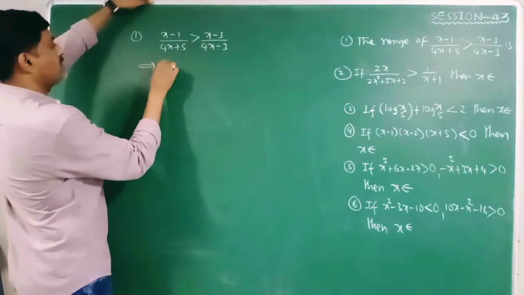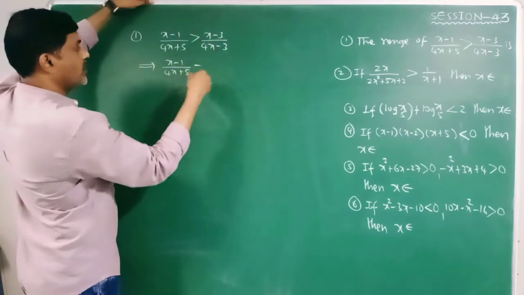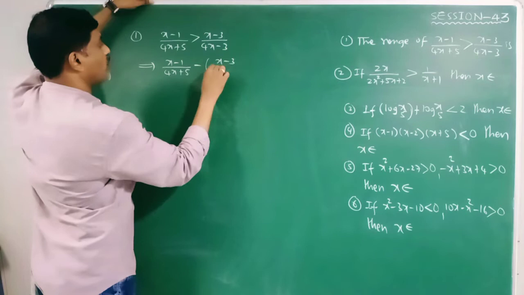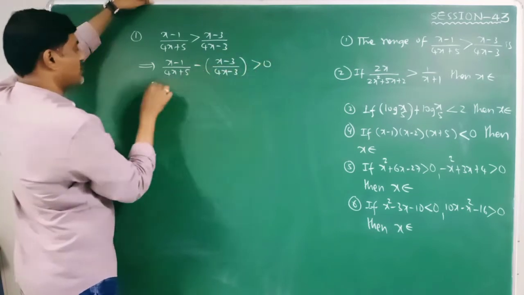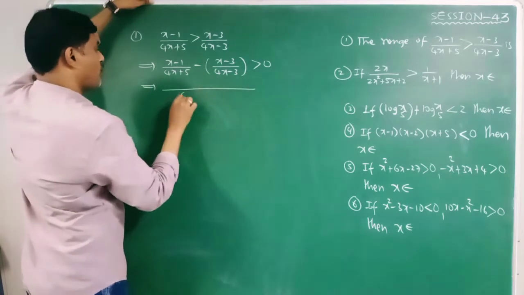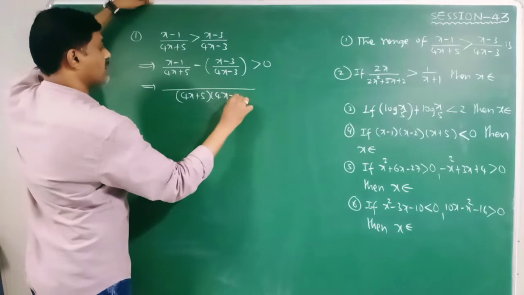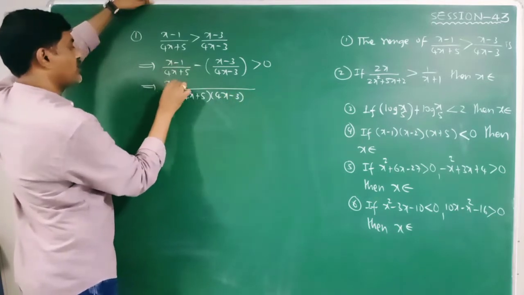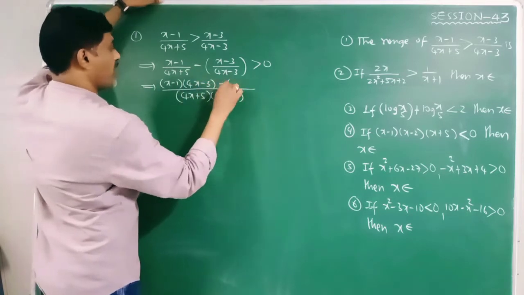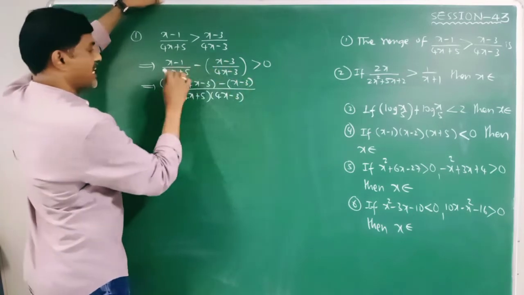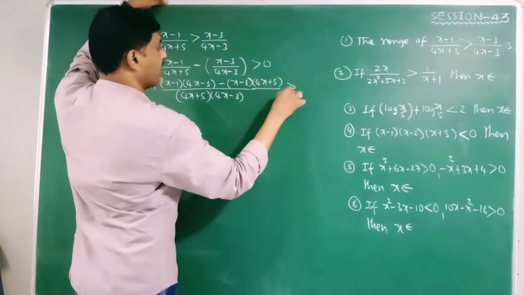Bringing (x minus 1)/(4x plus 5) to the left side, it becomes (x minus 3)/(4x minus 3) greater than 0. Take the LCM: (4x plus 5) times (4x minus 3). The numerator is (x minus 1) times (4x minus 3) minus (x minus 3) times (4x plus 5), greater than 0.